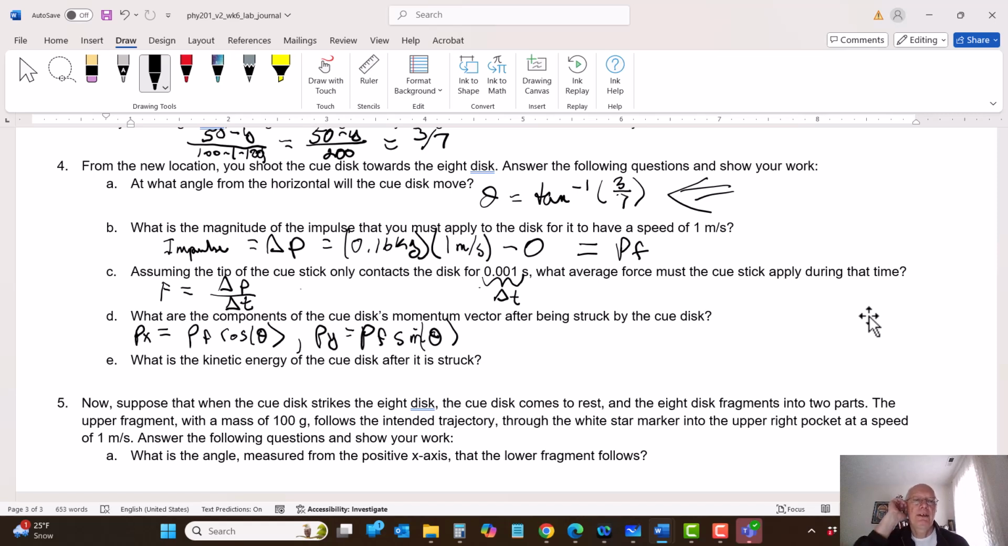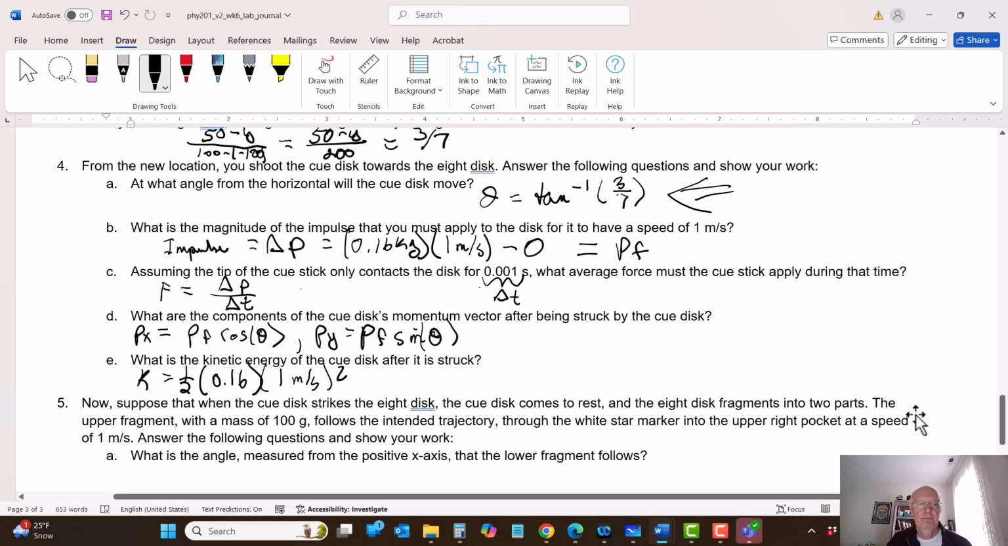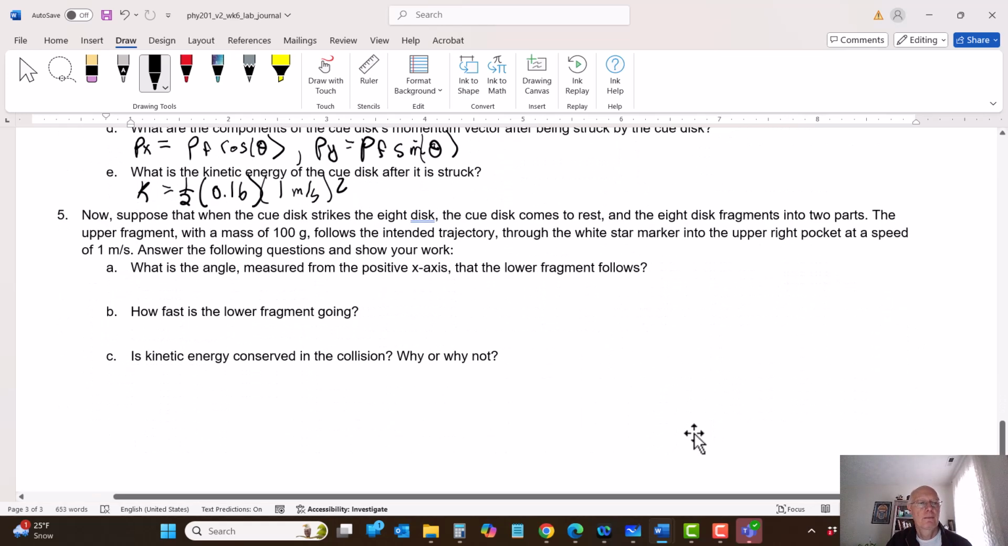What's the kinetic energy of the Q disk after it's struck? Well, kinetic energy is just 1/2 the mass of the disk, 0.16, you have to put it in kilograms, times the velocity squared, 1. Pretty easy. All right, 5, it's not a great question, really, but it can be answered.